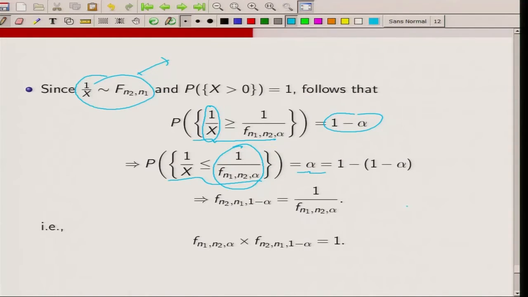So, that means F n2 n1 alpha is same as 1 upon F n1 n2, right. So, that is what you get, F n1 n2 alpha multiplied by F of n2 n1 and 1 minus alpha is 1.